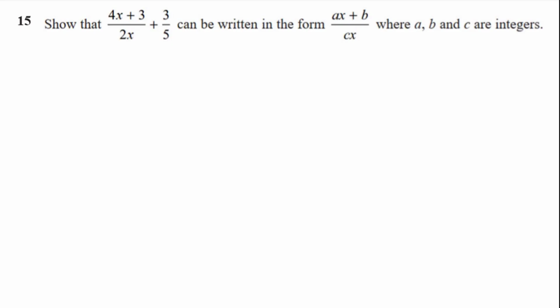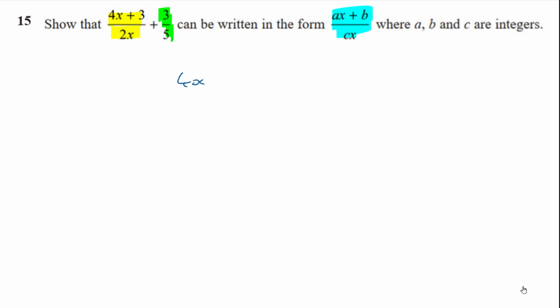Question 14. Show that 4x plus 3 over 2x plus 3 over 5 can be written in the form ax plus b over cx, where a, b, and c are integers. All right, so basically we've got two fractions that we're adding together, and we want to make it into one fraction and see what it looks like. Okay, so here's my first fraction here. Here's my second fraction here. Adding them together, make one fraction. Then hopefully it will look like this one over here once I've added it together.